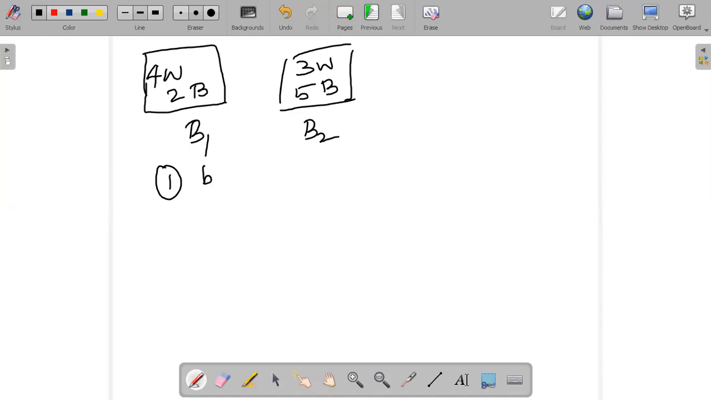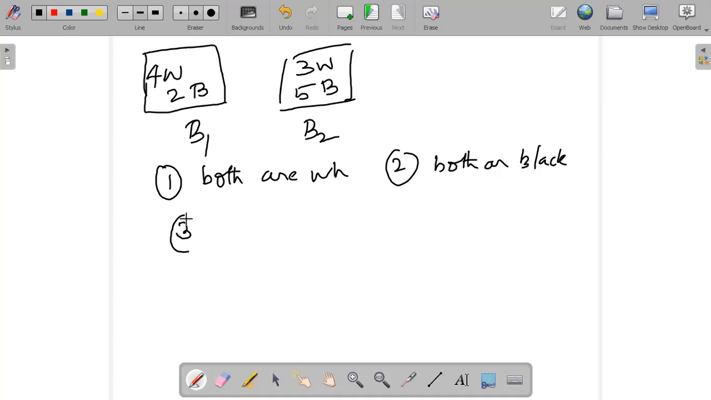Both are white, both are black, and also we'll see one is black and another is white. Okay, let us see.